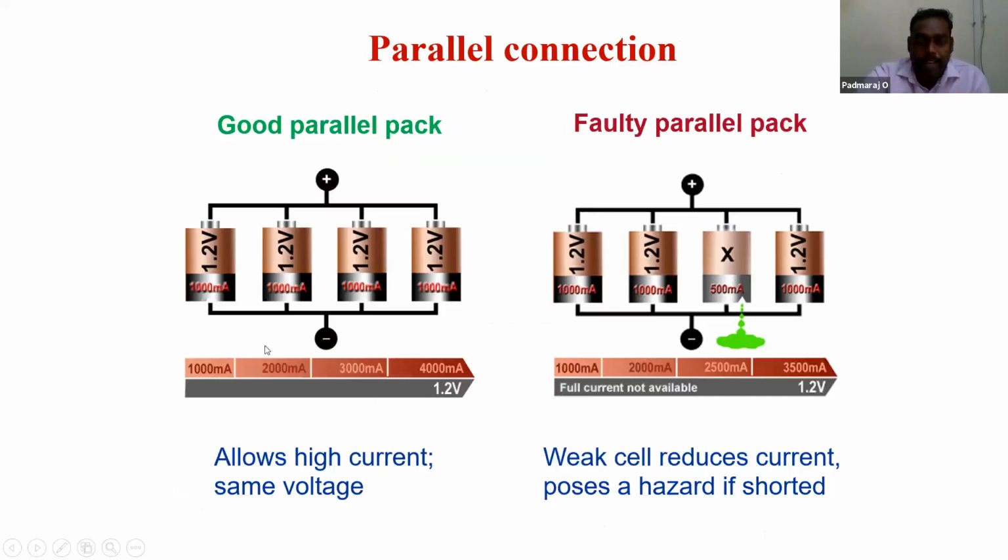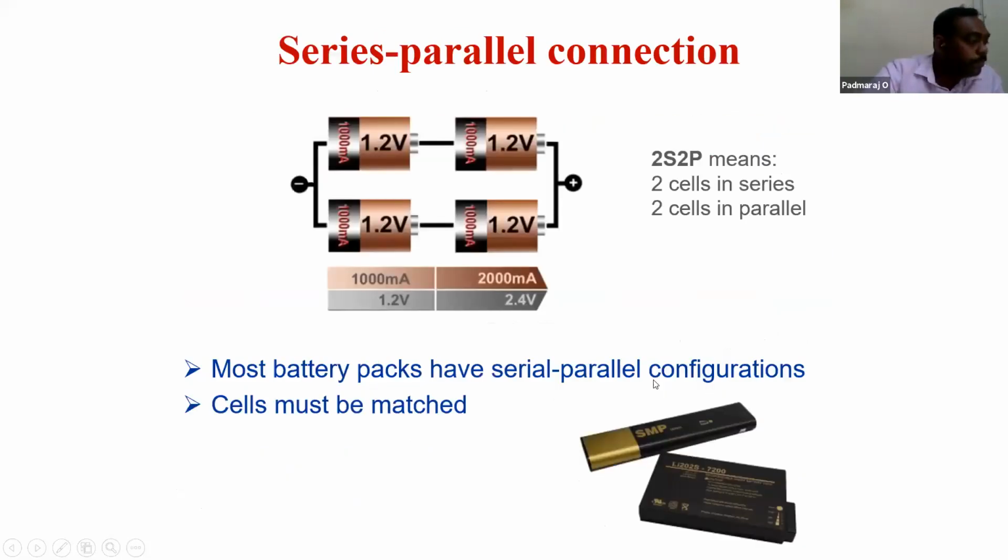Similarly for the parallel connection: it allows high current at the same voltage, and again there can be a weak cell, so we have to find it. Now the series-parallel connection. Here is a picture of a pack we use in laptops, with cylindrical cells connected in series and parallel. Here there are prismatic or pouch cells. In this case too, cylindrical cells are connected in a series-parallel combination.